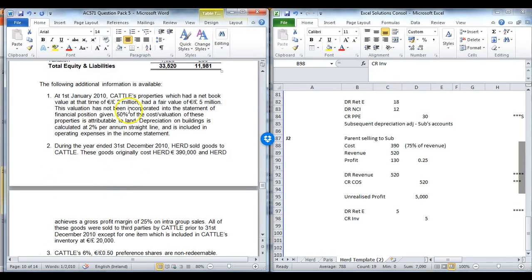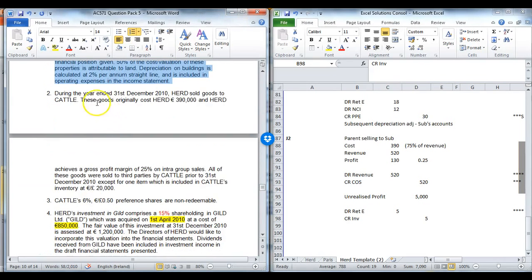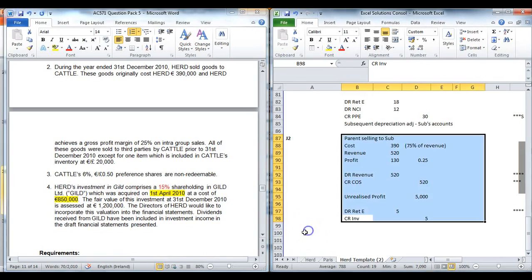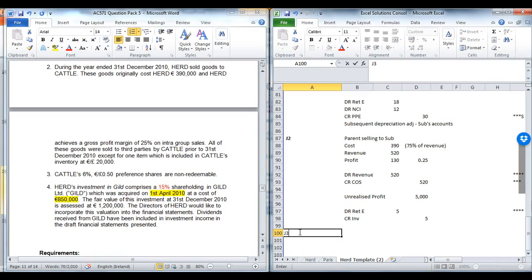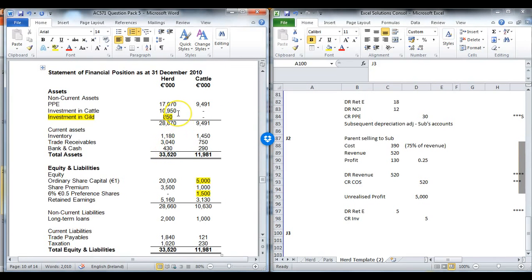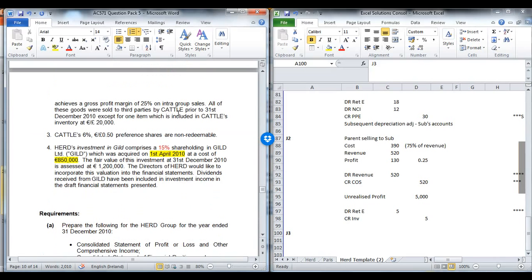So we've now looked at a fair value adjustment and depreciation, and we've looked at intergroup trading, and we know that there's no balances. The final note that's here is to do with the simple investment. So what we need to do now is journal 3, to deal with any issue in terms of the simple investment. We know the simple investment is valued at 850 at cost in the financial statements at the year end, and we're told this fair valuation has now gone up to 1.2 million. So an increase of 350,000, and the directors of Herd would like to incorporate this valuation into the financial statements.